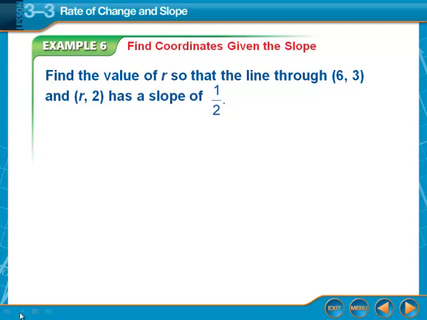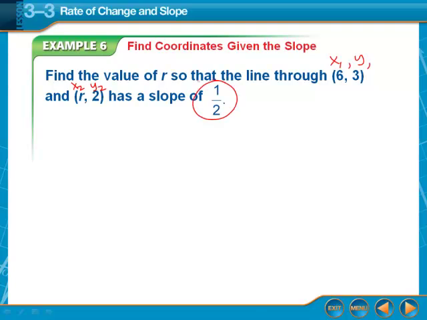Let's look at one example that has to do with slope. This is probably the toughest one that students face. When we're looking at this problem, they're giving us an ordered pair, the 6, 3. Let's go ahead and designate that x1, y1, because we're actually going to use a formula on this one. And they're giving us another ordered pair. Let's call this x2 and y2. And then it tells us the slope.